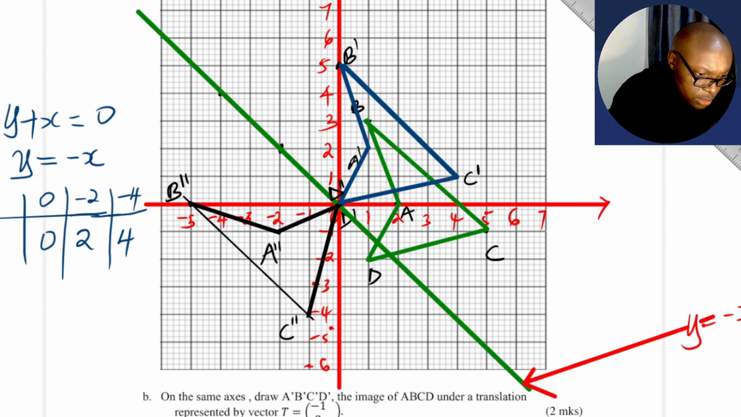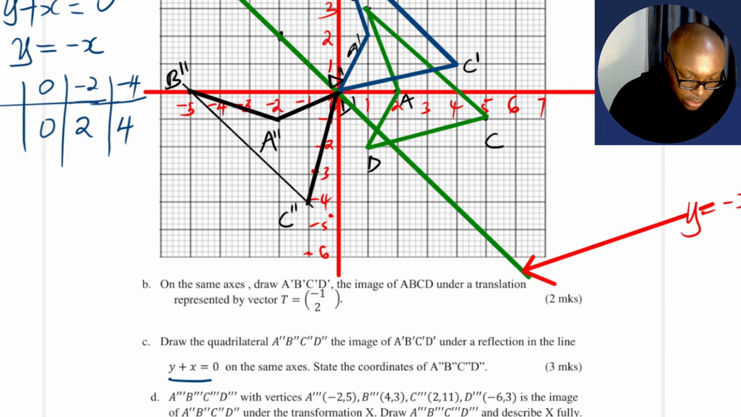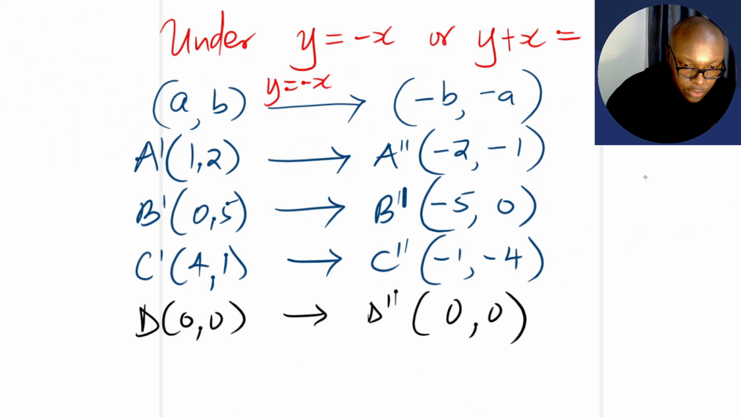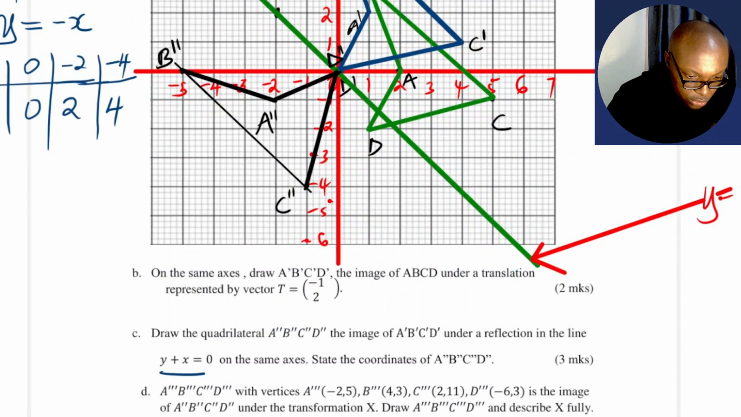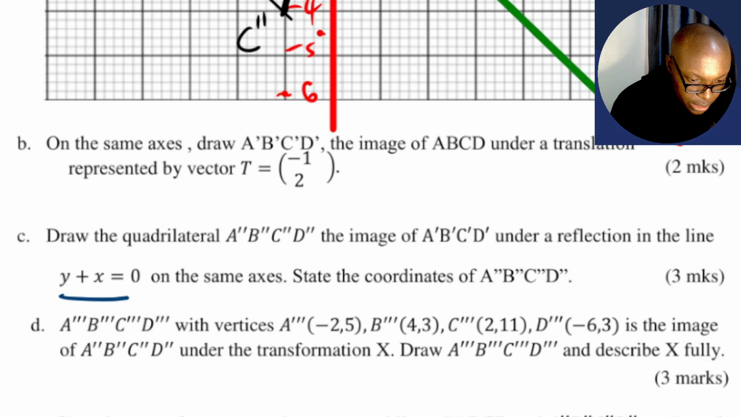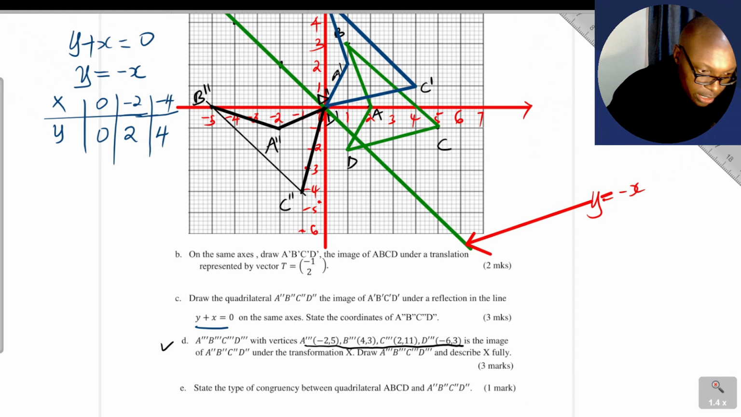So we've done that. Let's see what else is required. You're supposed to state the coordinates of A2, B2, C2, D2. We've already done that; the coordinates are all here. So the next question, part D, is A3, B3, C3, D3, with vertices given. Let us first plot these vertices to see how that particular quadrilateral looks like.